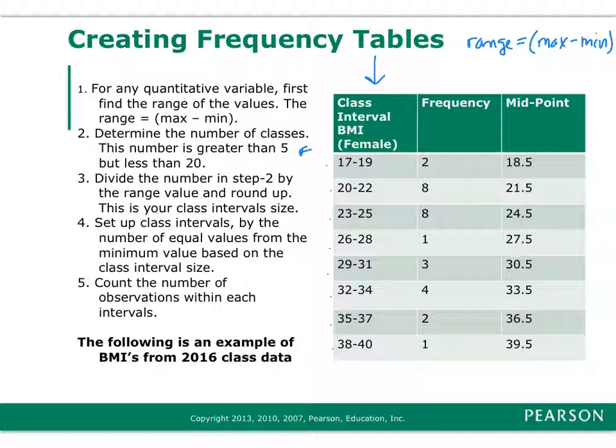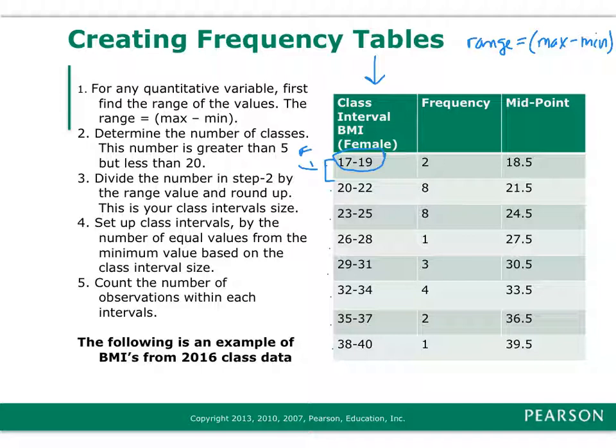Once we determine the range, we will divide the number of classes into the range, and that will give us what we call the class interval size. In this case, the class interval size is 3. And you say, well, why is it 3? Well, because between 17 and 20 is 3 spaces. In other words, everything in BMI that has a decimal point will go up to 19.9 in this row.